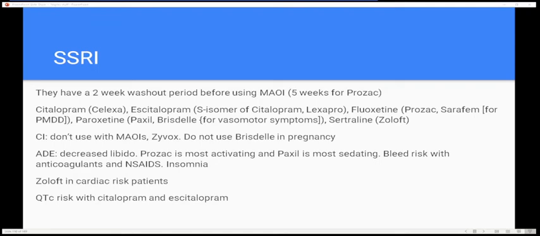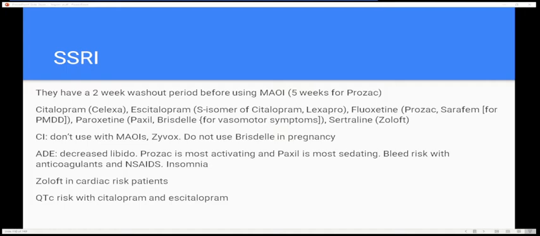Getting into the SSRIs, they do have a 2 week washout period before using the MAOI. It's 5 weeks for Prozac, which is again a question they'll probably ask you about, because it's a question they teach you in school. They really stress this a lot in school, and they'll try to trick you. They'll say, "Oh, this person's on an SSRI, but it's fluoxetine or Prozac," and then ask, "What's the washout period?" If you don't think about it for a second, you might just pick 2 weeks instead of 5 weeks.